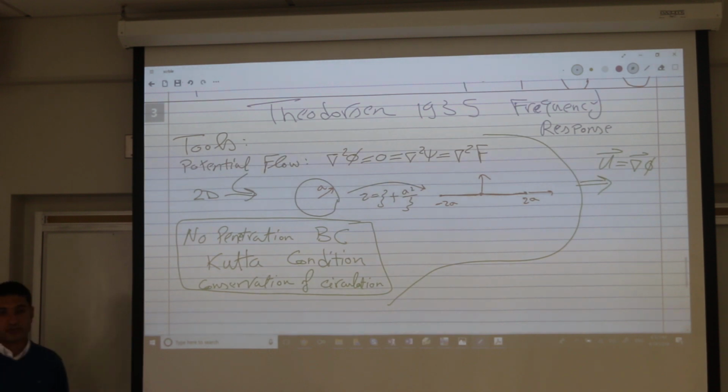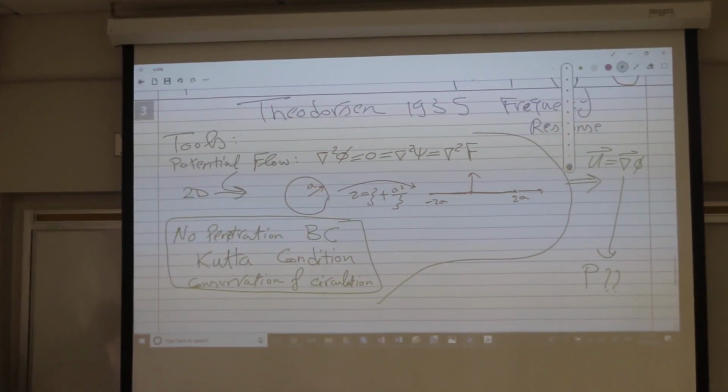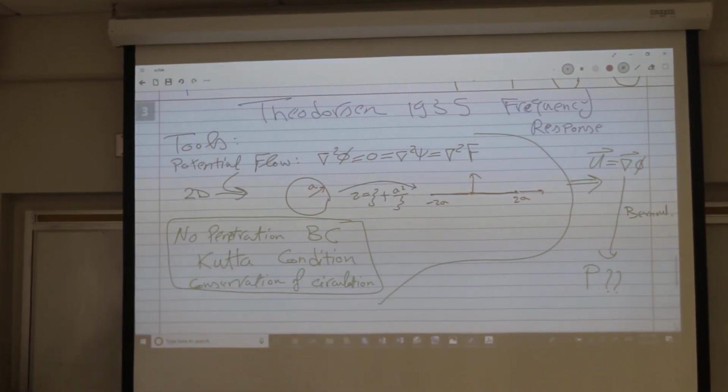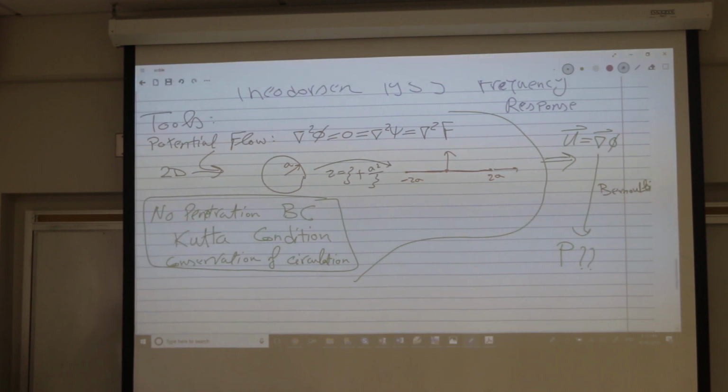But how do we get the pressure? If you have velocity, how do you get the pressure? Come on, guys. If you have velocity, how to get pressure? Bernoulli, right? Exactly, but it's more than that.